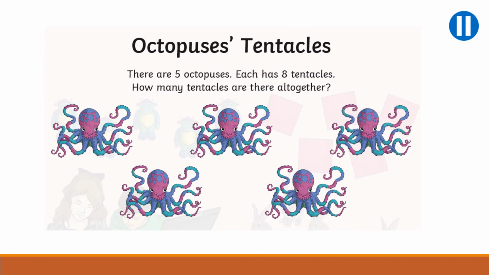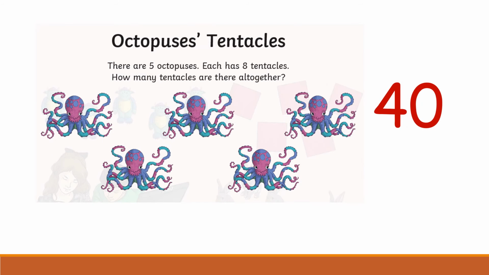How quickly can you find the answer to this question? Octopuses' tentacles. There are 5 octopuses. Each has 8 tentacles. How many tentacles are there all together? Well done if you got the answer to equal 40, because 5 times 8 equals 40.